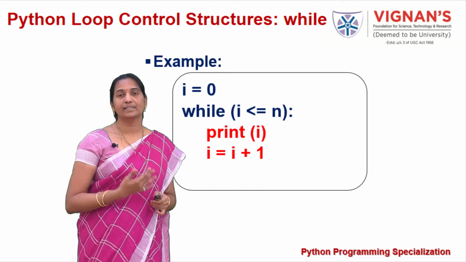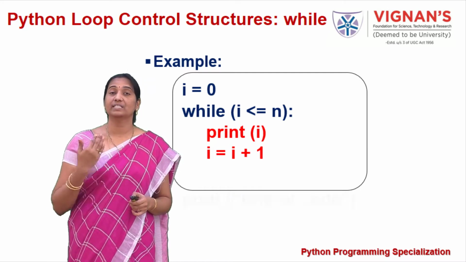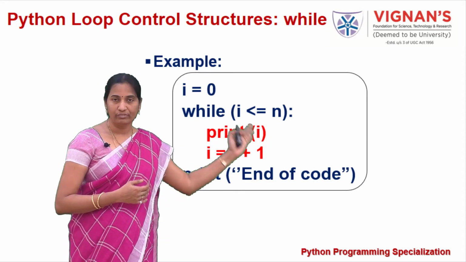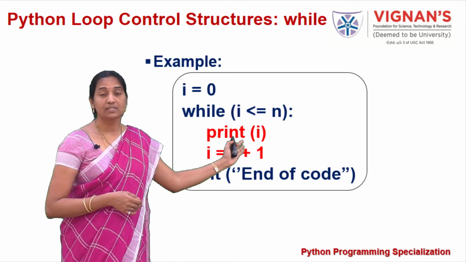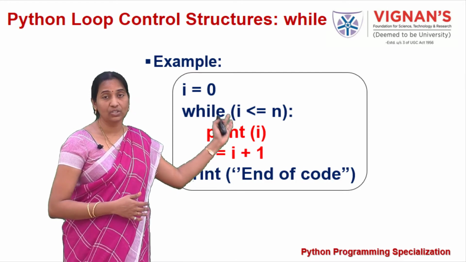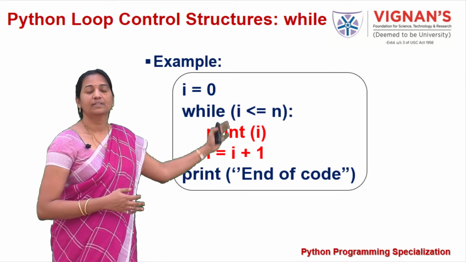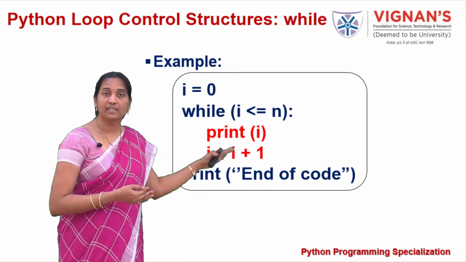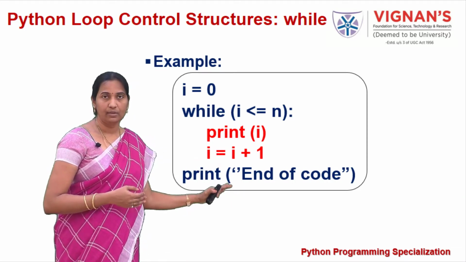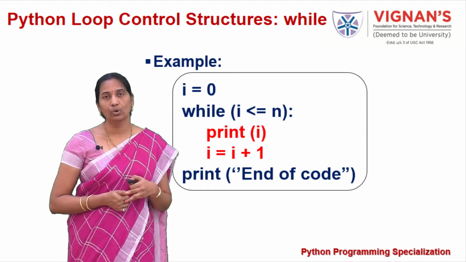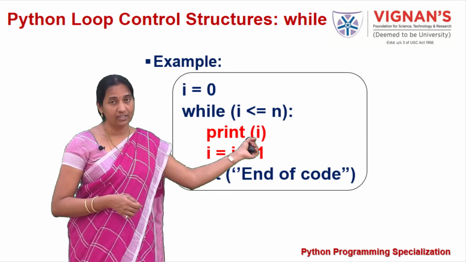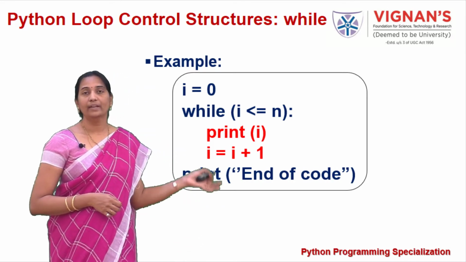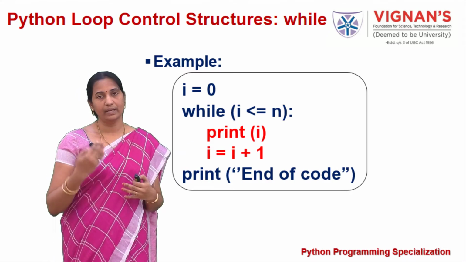So this is how the set of statements can be repeated as long as the condition is true. And whenever the condition is evaluated to false, in this case when I becomes 6, 6 less than or equal to 5, the condition becomes false. In that case the set of statements that are placed inside the while loop will no more be executed, and the statement that is placed after the while loop will be executed. So if you consider here print end of code, that statement is placed after the while loop, so that statement will be executed.